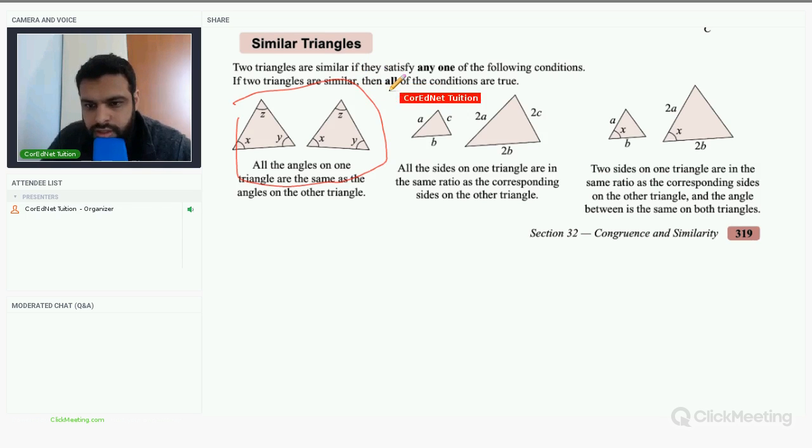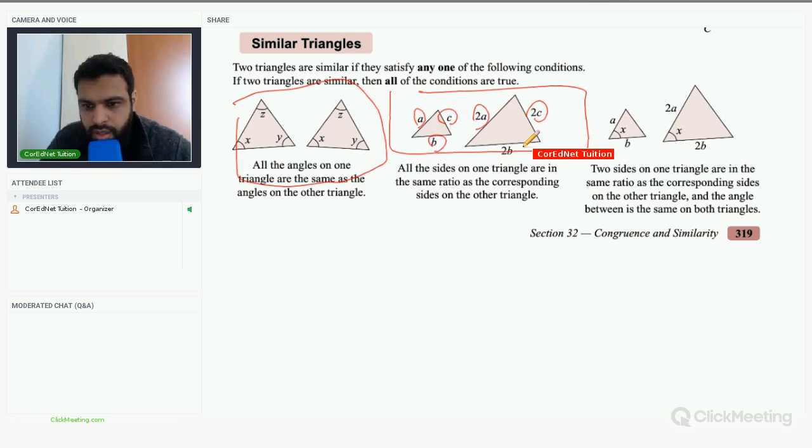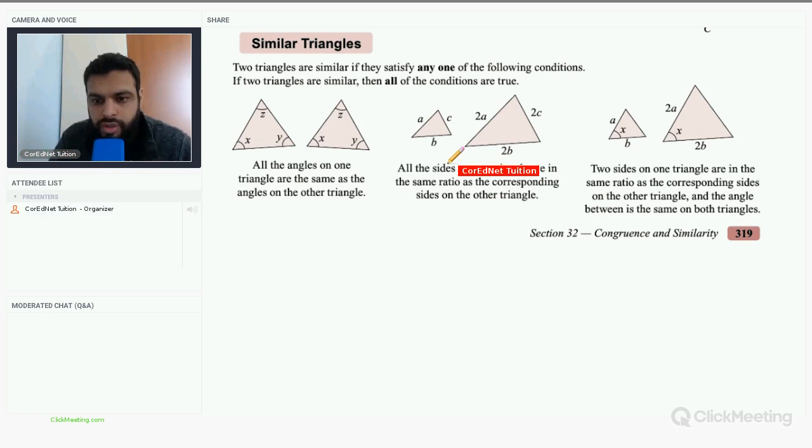How about in this scenario here? What can you see? This is A, this is 2A, this is C, this is 2C, this is B, this is 2B. So what does that tell you about those two triangles? That they are similar. Although, yes, one is an enlargement of the other, isn't it? One is just like a scaled up version. There's baby triangle and there's Baba triangle. So all these sides on one triangle are in the same ratio as the corresponding sides on the other triangle.